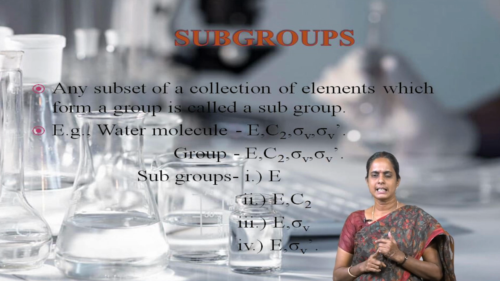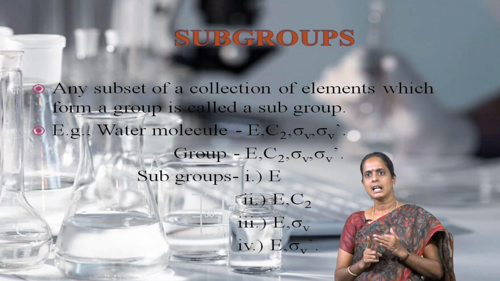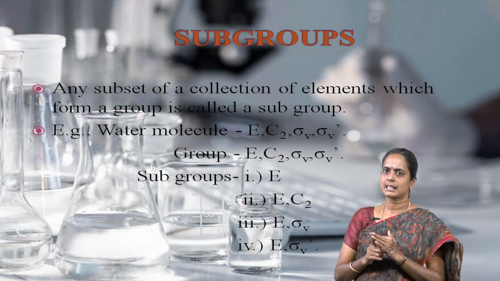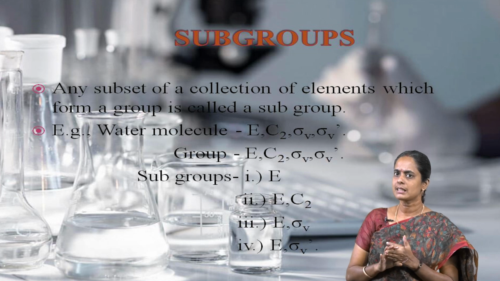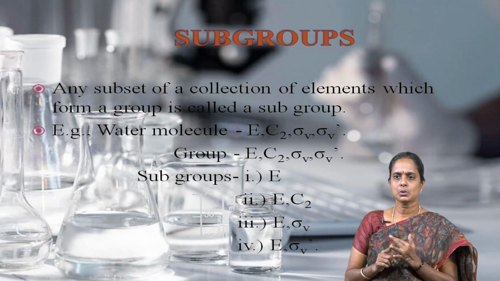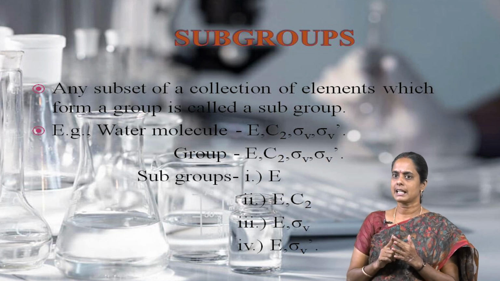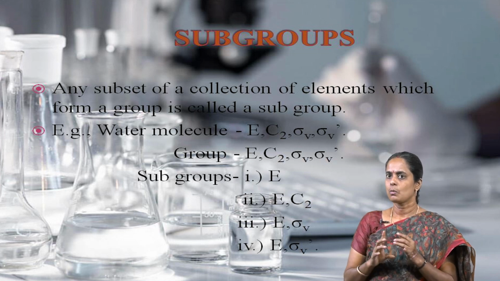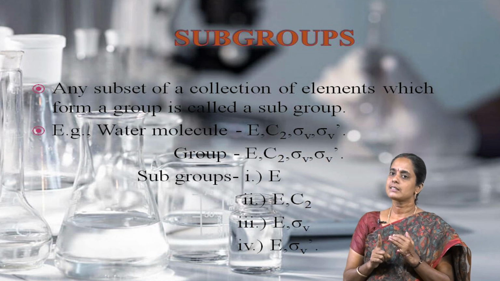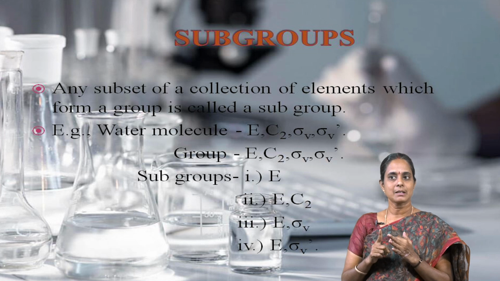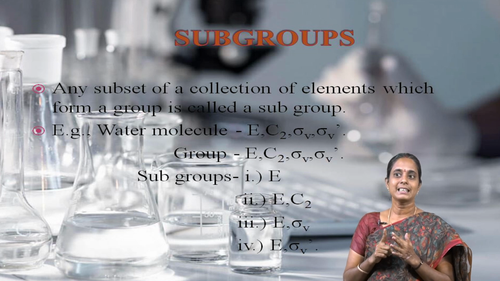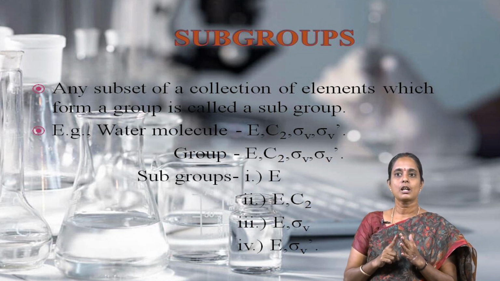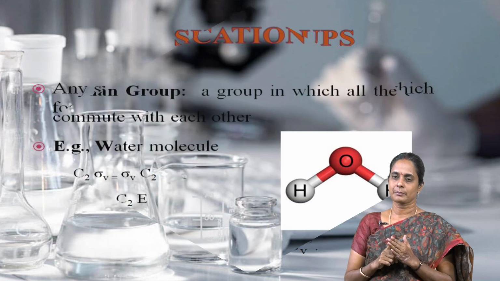In a water molecule, the symmetry elements are E, C2, sigma V and sigma V dash, that is identity, axis of symmetry and the planes of symmetry. The group means E, C2, sigma V, sigma V dash, and there are 4 subgroups. One is E and C2, the second one is E and sigma V, and the third one is E and sigma V dash. There are 4 subgroups.